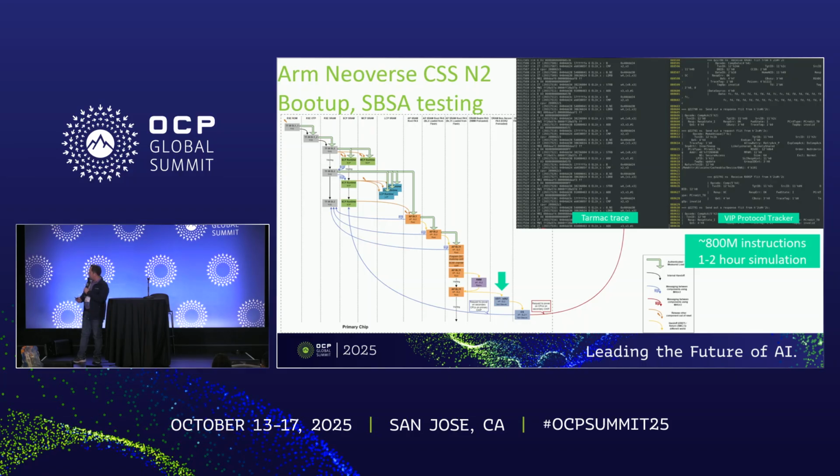And it runs faster than you might think. We've done a lot of optimization to this software-aware VIP. Right now, we're able to run about 800 million instructions, which is about as much as it takes to get to UEFI, in less than 2 hours. You can see an example of dumping out a Tarmac trace. And on the right, you get the verification IP tracker files that show you information at the FLIT level.